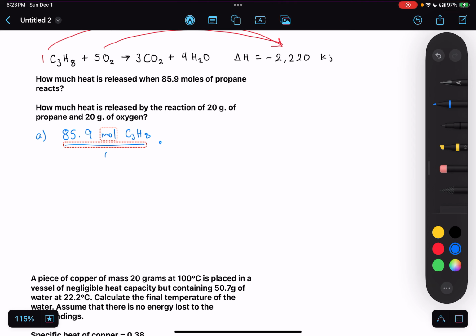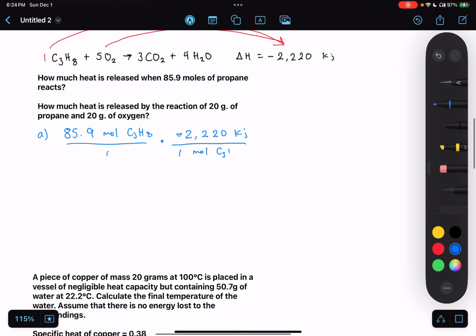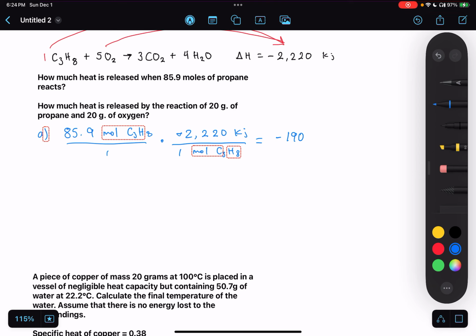So this would be negative 2,220 kilojoules on top, because that's what we want to end up with. We want to end up with energy, the heat, for 1 mole, because that's what the chemical equation gives us, C3H8. So we just multiply 85.9 times negative 2,220, and we should get something like negative 190,698 kilojoules. All right, so that's an easy one.